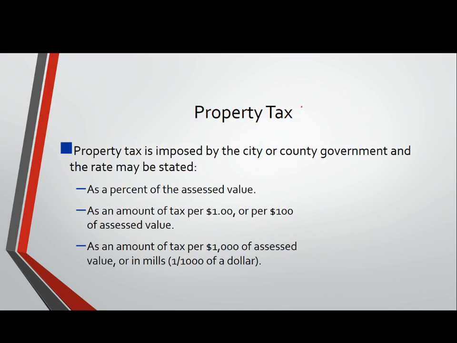Property tax. There's a few different ways that it could be written. It could be written as a percent, which is normally what you would see. It could be written as an amount per $1 or per $100 of the assessed value. Or it also could be in mils, which I have not really ever seen, but it is a common value that they've used in the past. So a mil is just 1/1000th of a dollar. So that'll come in another question.